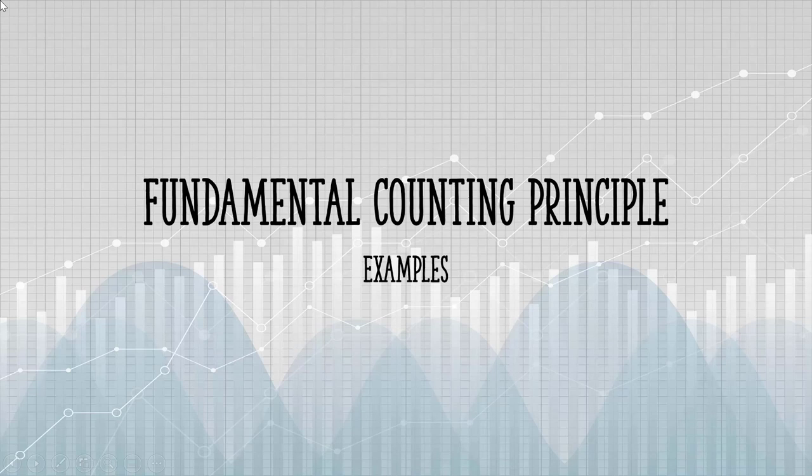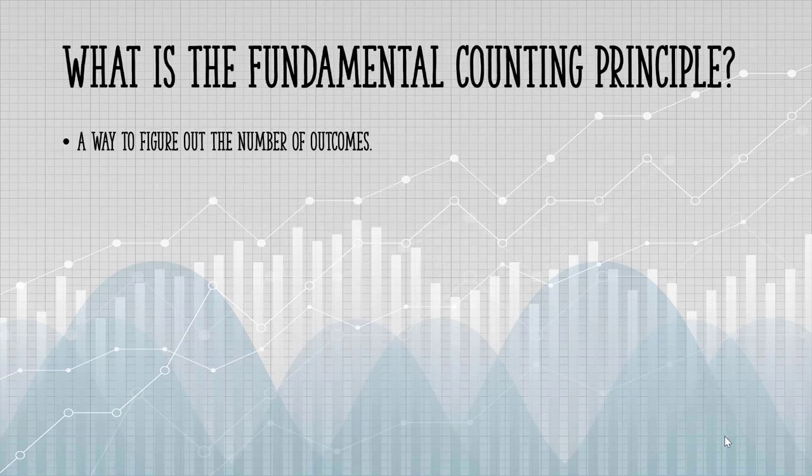In this video, I'll show you the fundamental counting principle formula. I'll also work through 5 examples of using the formula. The fundamental counting principle, also called the counting rule, is a way to figure out the number of outcomes in a probability problem. The basic idea is you multiply events together to get a total number of outcomes.